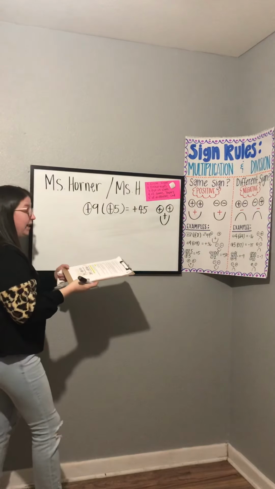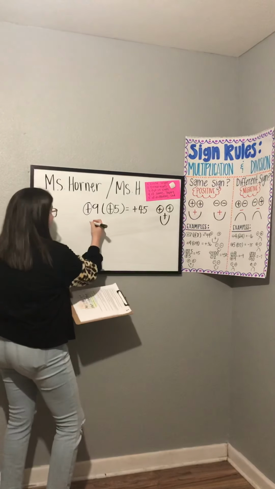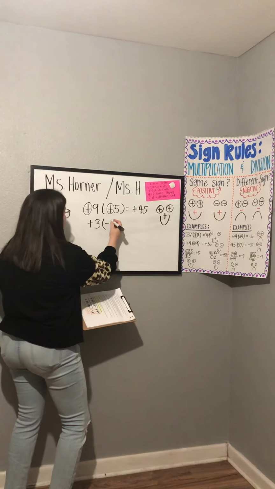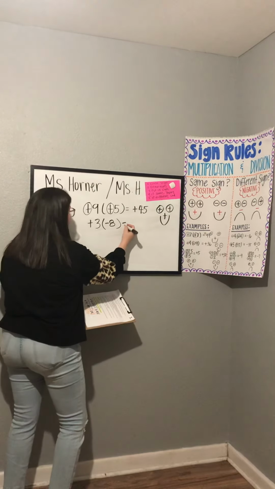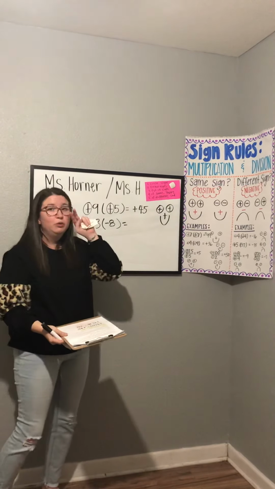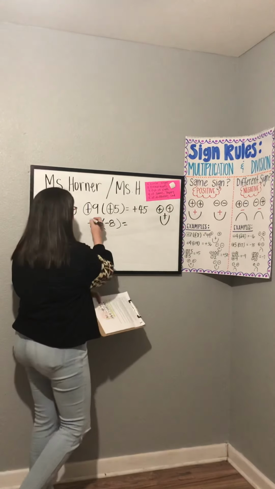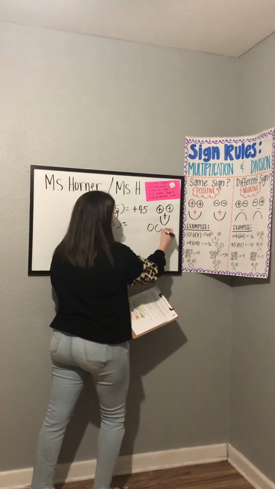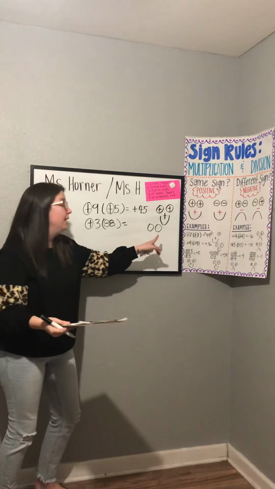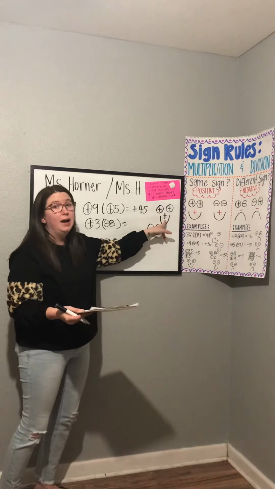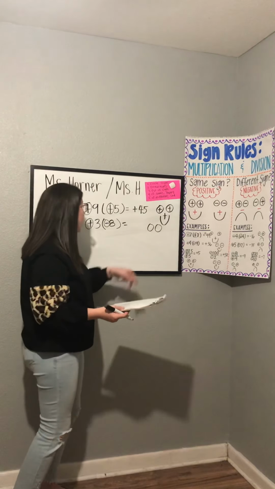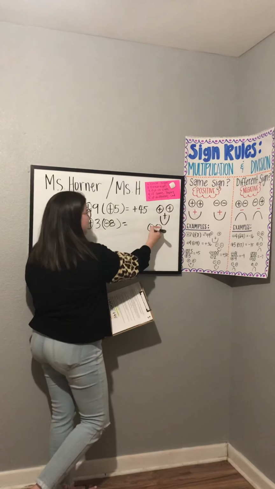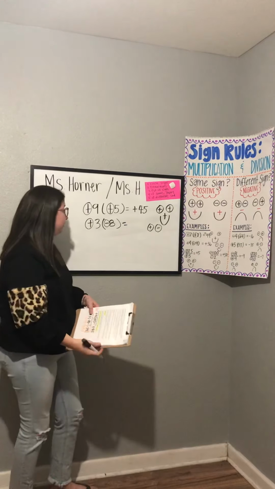All right, let's try another example. We have a positive 3 multiplied by a negative 8 equals. Step number 1, we are going to circle our signs. All right, step number 2, draw your face. Or just draw your eyes, not your face, because we don't know if it's going to be a happy or sad yet. So we just draw our eyes first. Then we put in our 2 signs that we circled. First I circled a positive, and then I circled a negative.